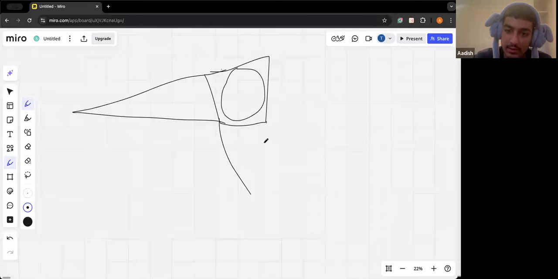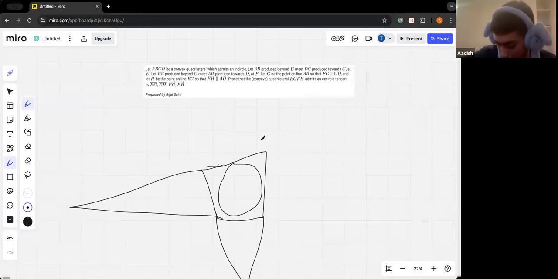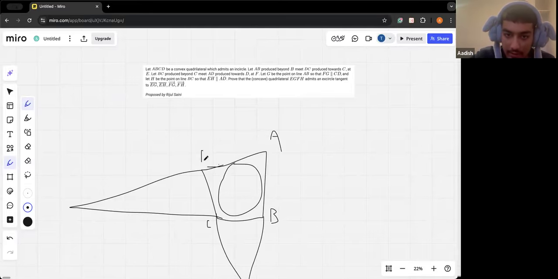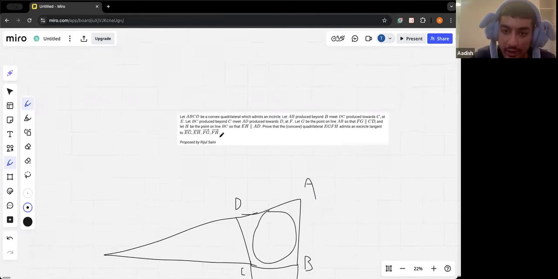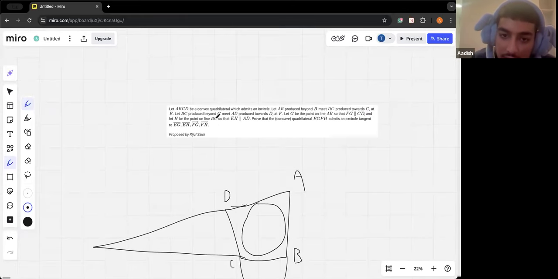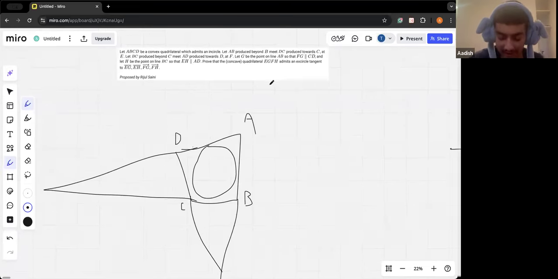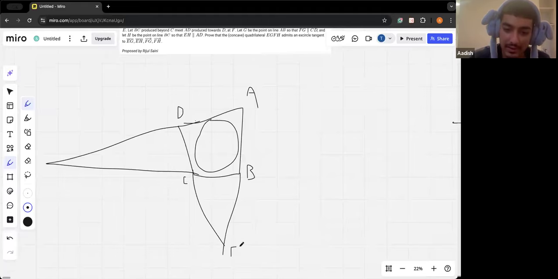Okay, this looks fine. So A, please tell me I got the labelings correct. A, B, C, D. There's the X circle of E, F, G, H, right? Yeah, A, B, C, D has an in circle. I guess so. I did not misread the problem.